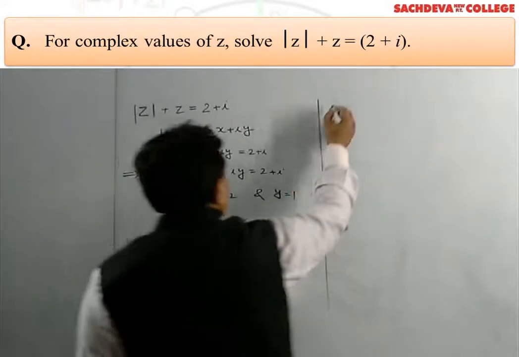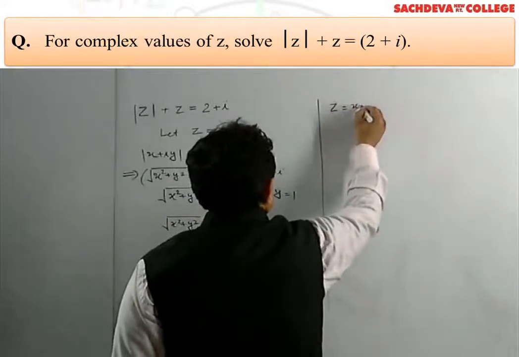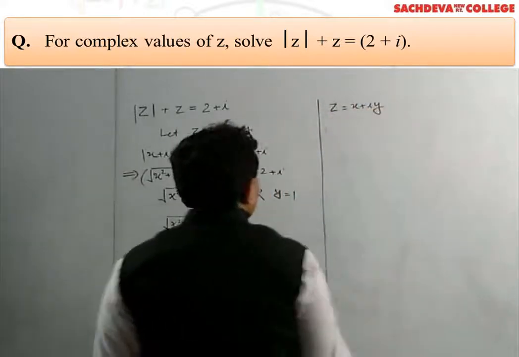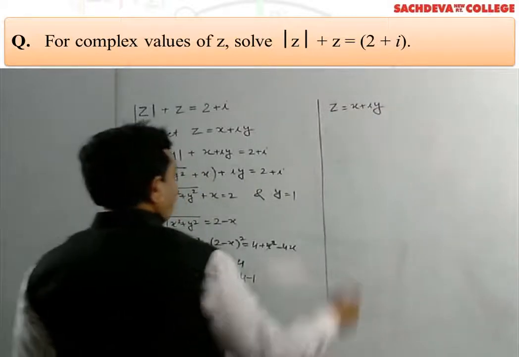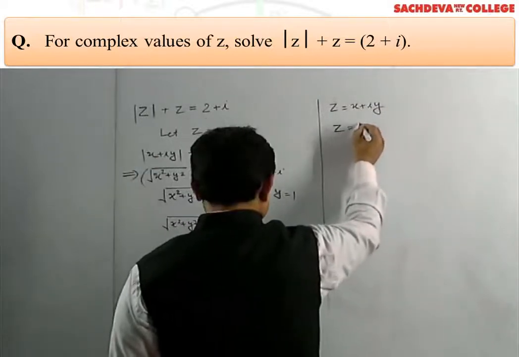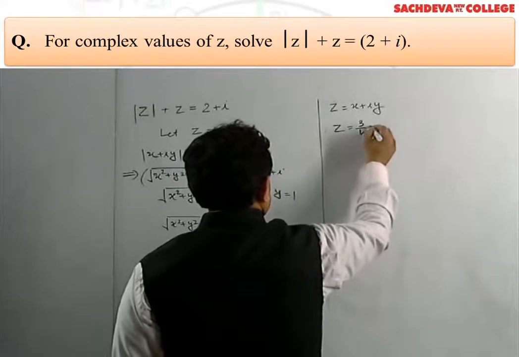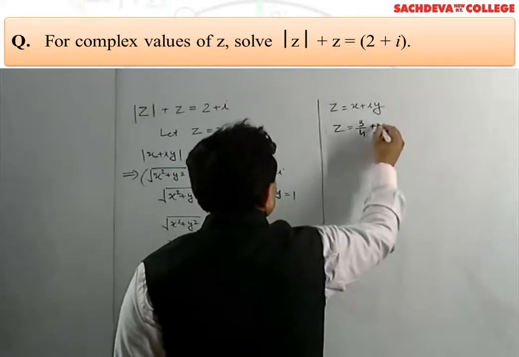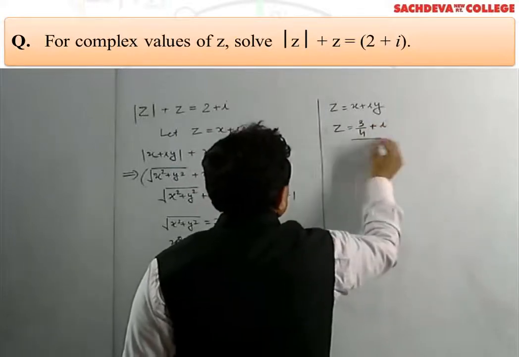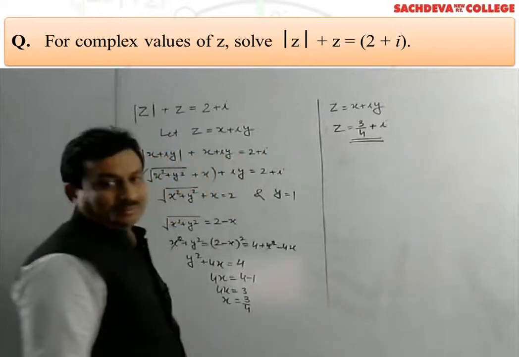So because z = x + iy, now on putting the value of x and y here, we find z = 3/4 + i, because y is 1. This is the value of z here.